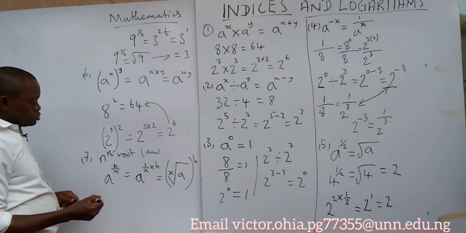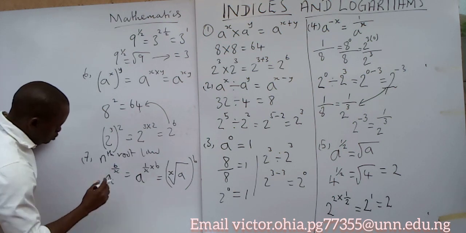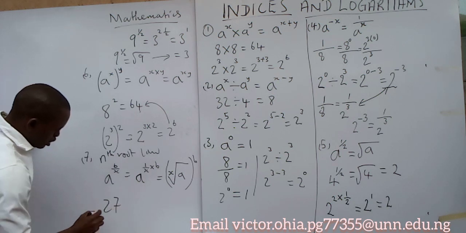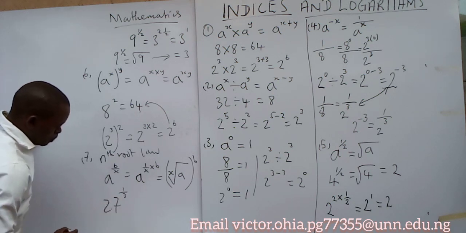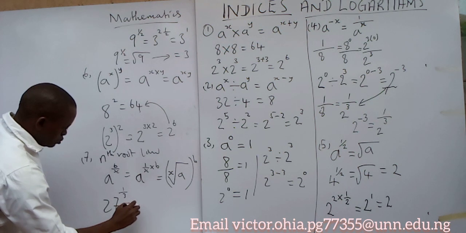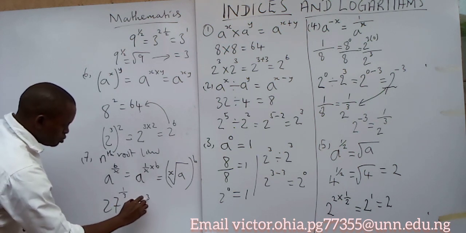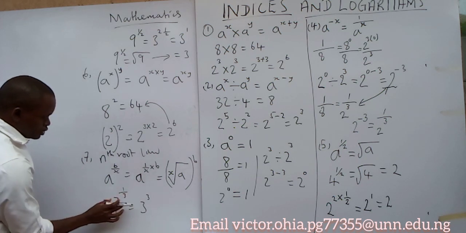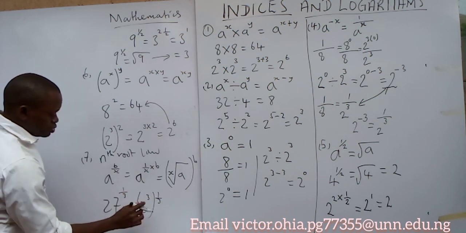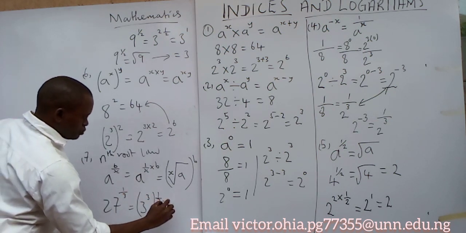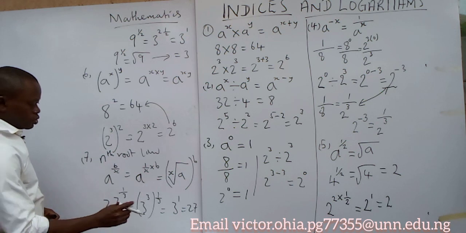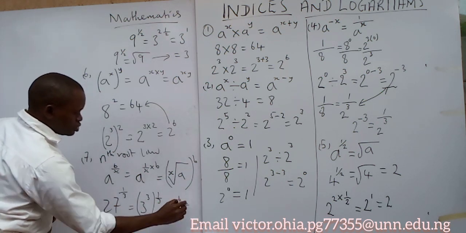Yes, because 27, take for instance, if I have 27 raised to power 1 over 3, and I do what I did over there, I am going to have 27 is the same thing as 3 raised to power 3. Then you know that 3 raised to power 3 is going to multiply 1 over 3, which is already existing. And then this cancels this and will give us 3 raised to power 1, which is equals to 3.